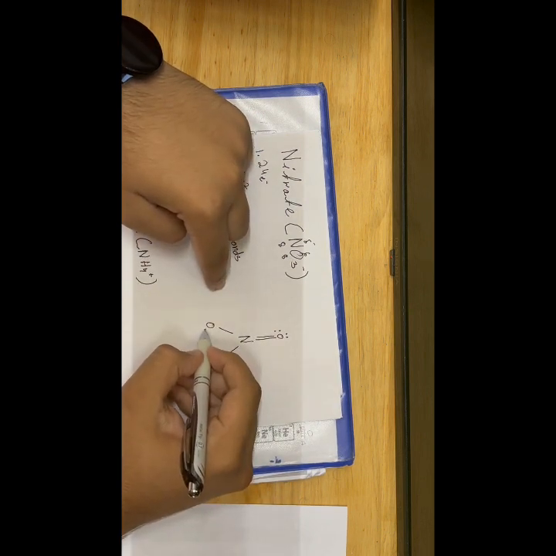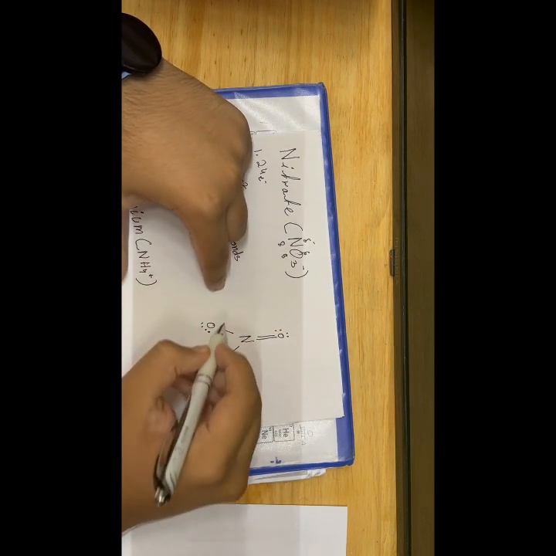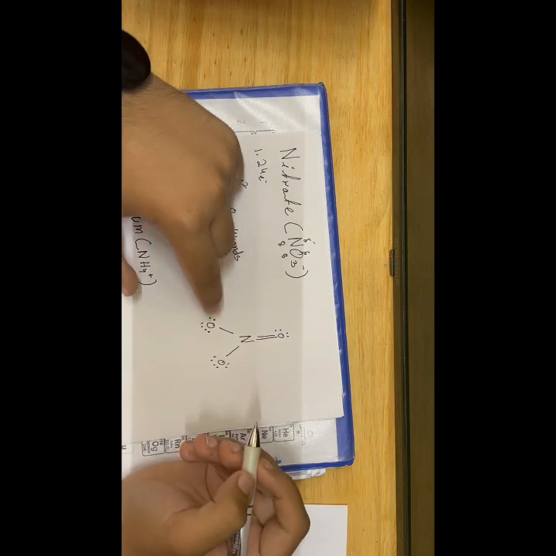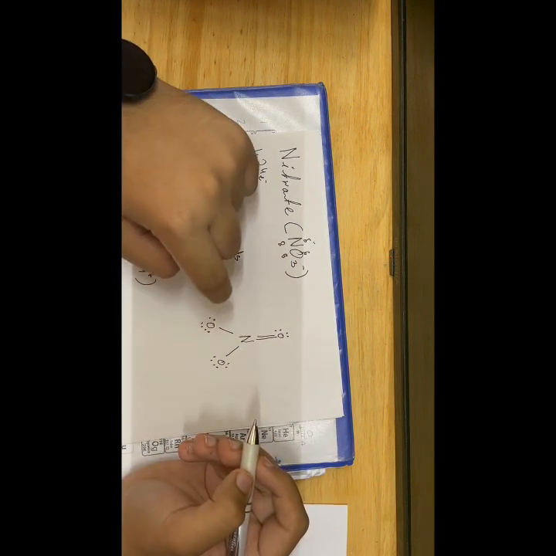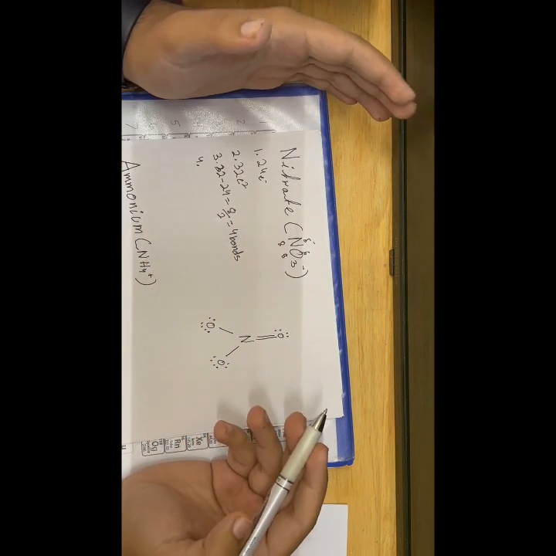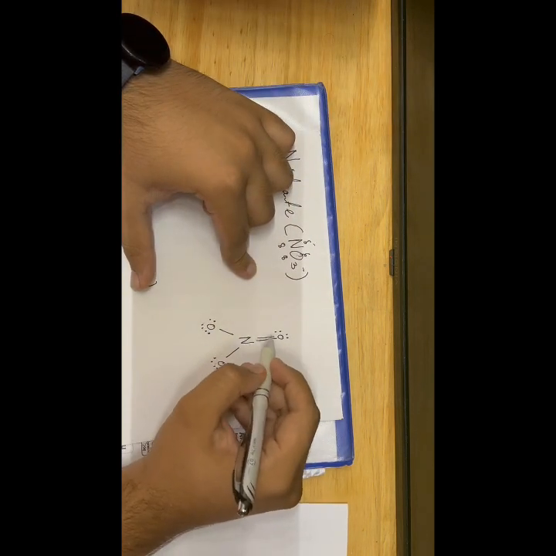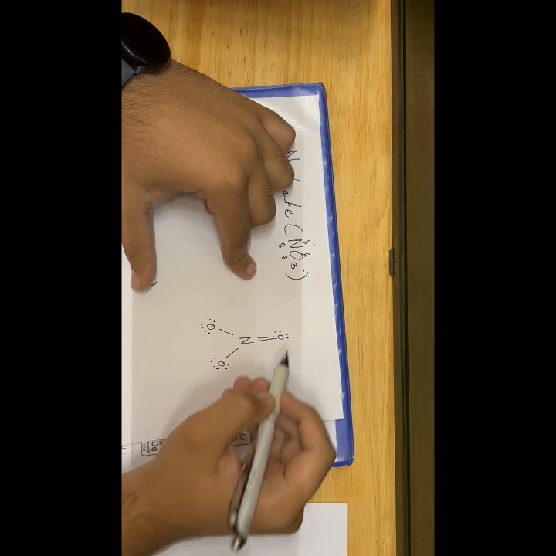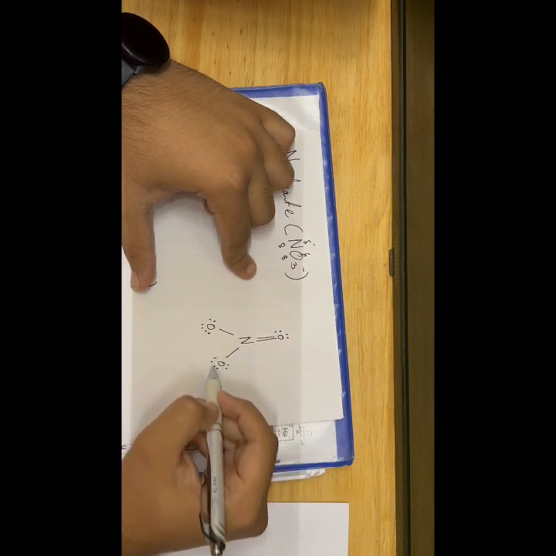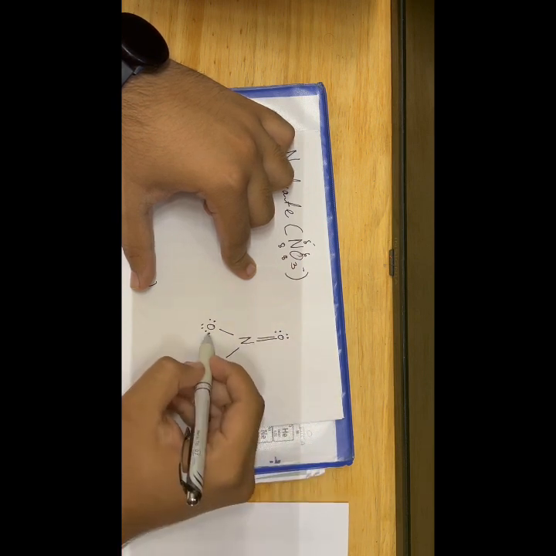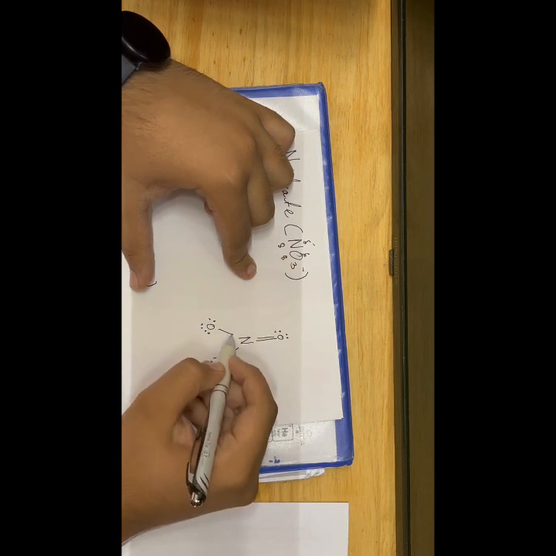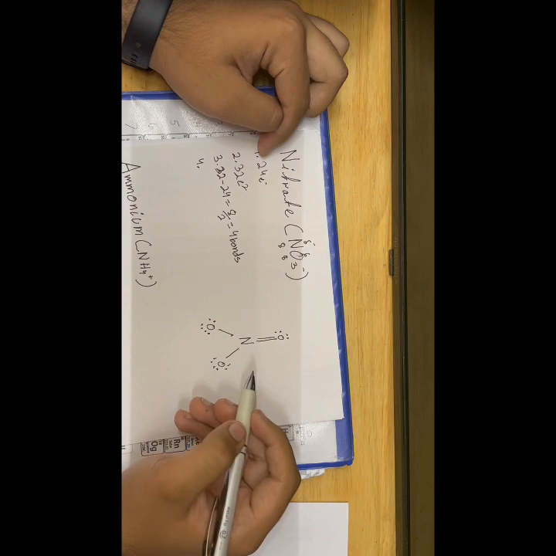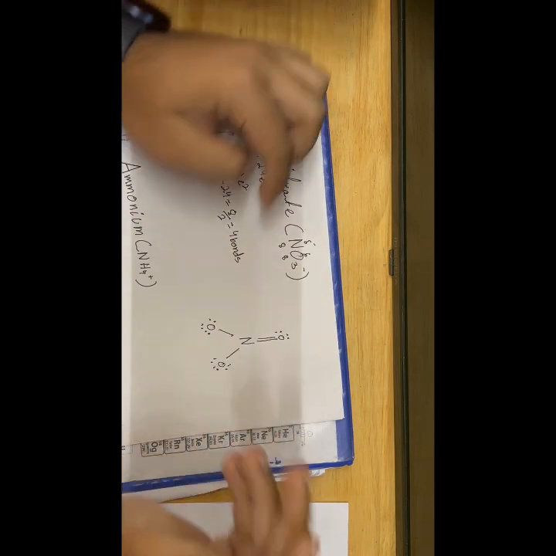Now let's go to the last one. 2, 3, 4, 5, 6. Now we know that this has also fulfilled its requirement of 8 electrons. Now let's count all the electrons. 1, 2, 3, 4, 5, 6, 7, 8, 9, 10, 11, 12, 13, 14, 15, 16, 17, 18, 19, 20, 21, 22, 23, 24. We have the total number of 24 electrons.